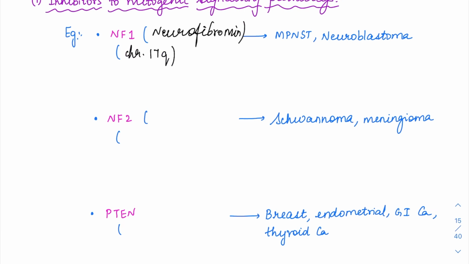Okay, so this one we had already seen under the GTPase activating proteins, GAP proteins, remember, which is going to inhibit the RAS activation. So that was a tumor suppressor I mentioned there. So this NF1, which is present on chromosome 17q, can be mutated and it can lead to certain tumors like neural tumors, basically malignant peripheral nerve sheath tumor, which we call MPNST, then neuroblastomas as well.